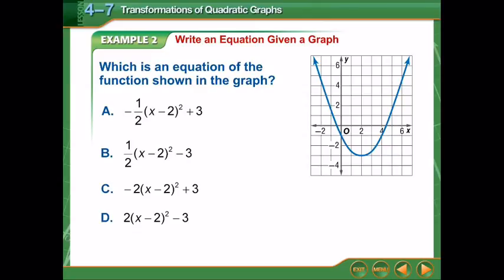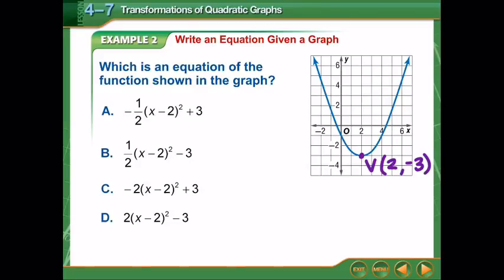Okay, this example 2 says, which is an equation of the functions shown in the graph? So I have a graph of a parabola, and I'm going to label a couple of things that are on this graph that we've been talking about, but I hadn't shown you a picture of. So the vertex is always the very lowest or highest point on the graph. So here, our vertex is at +2, -3.